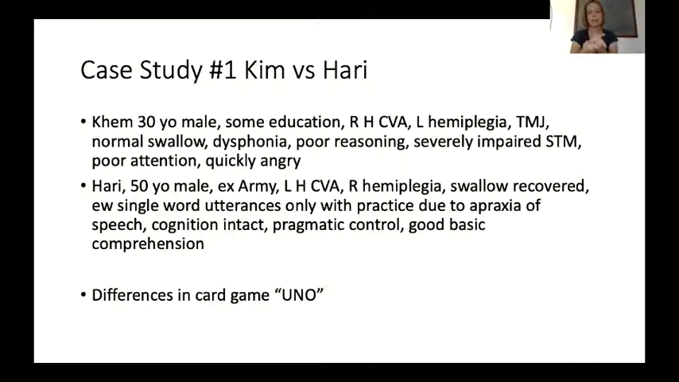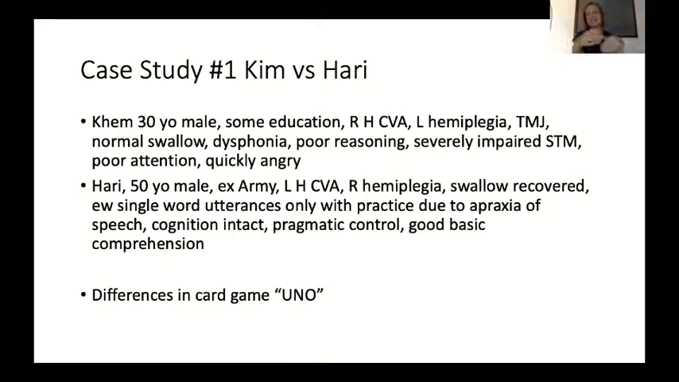Kim should have been able to do this, but because his memory was so poor, his attention was so poor, and his general interaction was so poor because he was a right hemisphere CVA, every time it was his turn, we'd have to say, Kim, it's your turn. And he would just pick a card from his hand and throw it down. We'd say, no, it's got to be either same color or same number. He would fuss with us, and we'd usually have to give him two choices. Does this one work or does this one work? And if he paid attention, he could do it. But it was a painful card game.